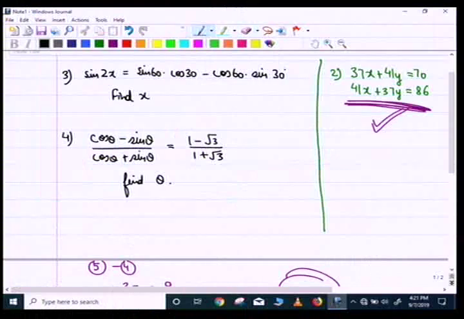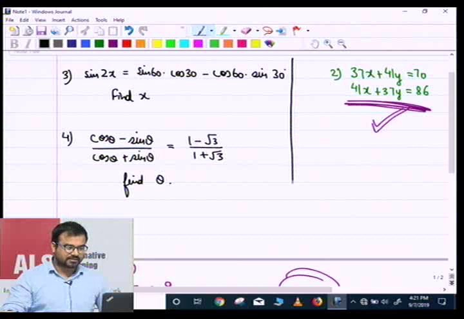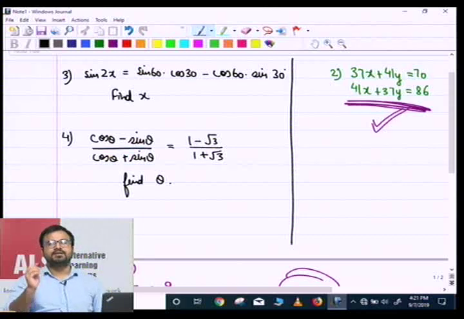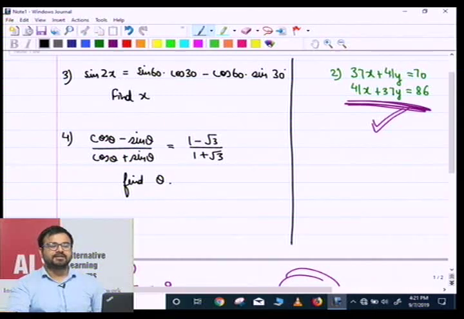Okay, so let us start with question number 2. How can we approach question number 2 first of all? The main thing in this question is that you can see the coefficients of x and y have been interchanged. In the first equation it was 37x, and in the second equation it is 37y. Here it was 41y and now it is 41x. The coefficients have been swapped.